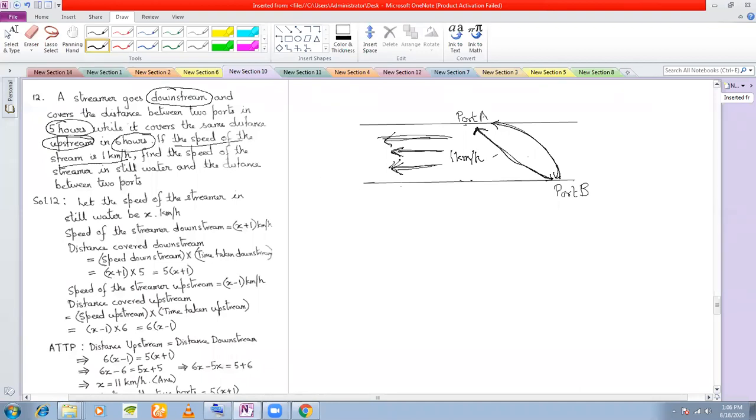The question here is find the speed of the streamer in still water. What do you mean by still water? Suppose the water was not flowing. Suppose the water was still, like in a pond.